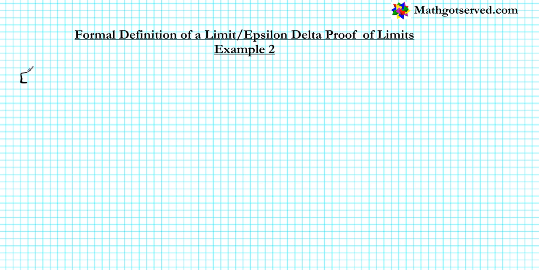For example 2, prove that the limit as x approaches 3 of the function 4x minus 1 equals 11. So we're going to prove this, okay?